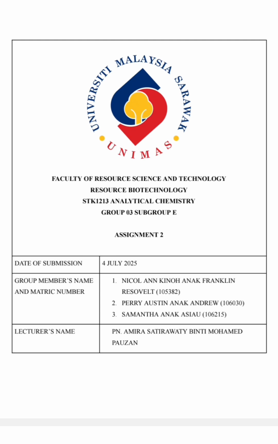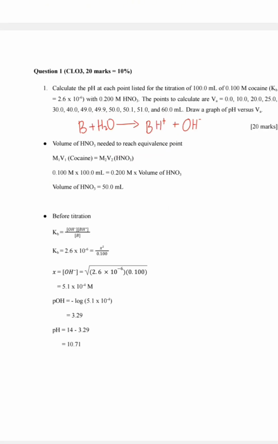Hi everyone, in this video, we're going to walk through a titration problem where we titrate cocaine, a weak base, with nitric acid, which is a strong acid. We'll calculate the pH at different stages of the titration. First, we're going to cover everything up to the point before any acid is added. That's when volume of acid added equals 0 mL.